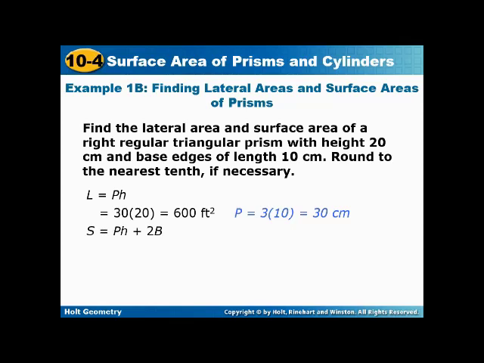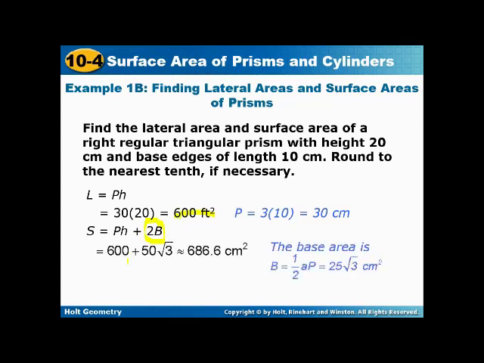Now the surface area is equal to the lateral area that we found here plus 2 base areas. The base here is a triangle. Now, how did we find this? I want you to answer this by email, if you please. How did we find the area of the base?